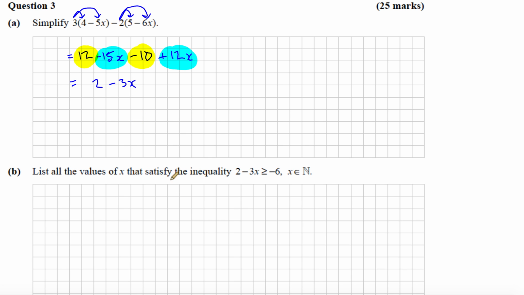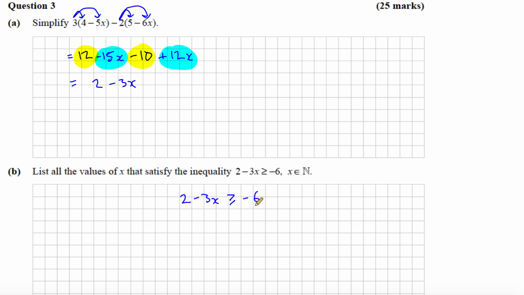Part B says list all the values of x that satisfy the inequality 2 minus 3x is greater than or equal to minus 6, and x must be an element of the set of natural numbers. So the set N, that's the whole numbers that are positive, so not including 0. So we'll write the inequality out. 2 minus 3x is greater than or equal to minus 6.